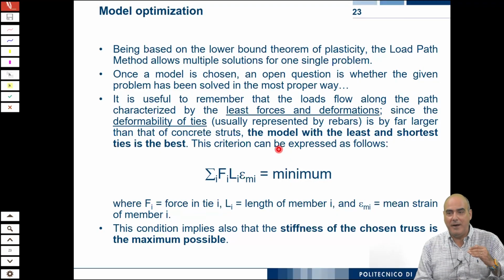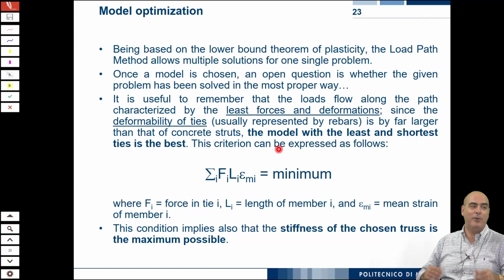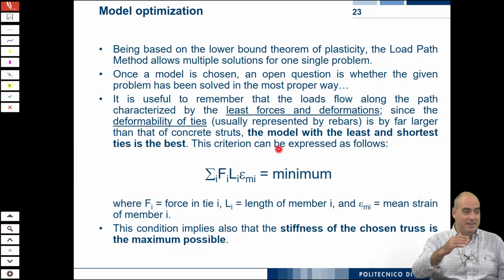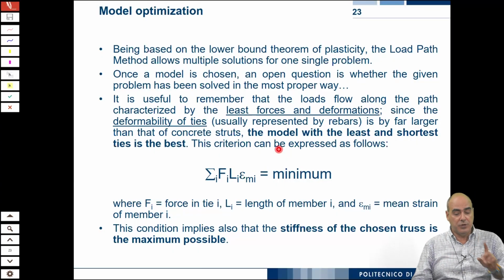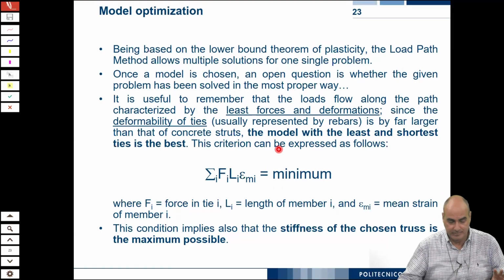Because if we would have found an upper bound approximation, we could not have accepted it, because upper bound means that it can be the failure load, but can also be higher. And if you're designing for something that is higher than the actual failure load, you are not on the safe side. So the fact that this model is based on the lower bound theorem of plasticity means that it is on the safe side and we can apply it.